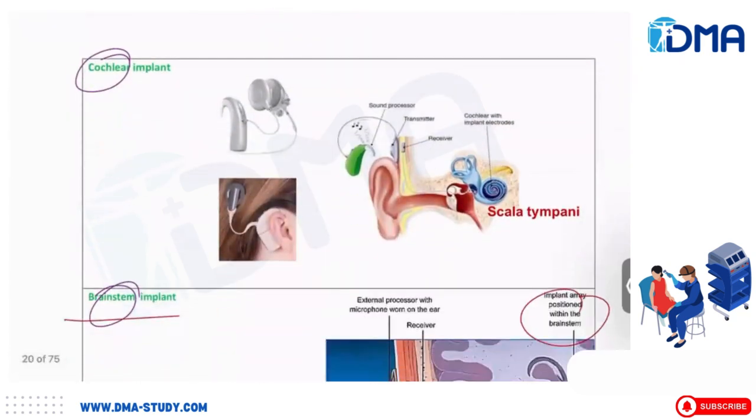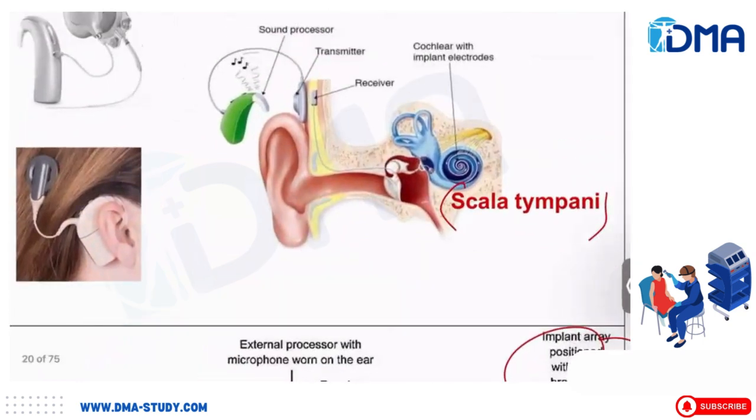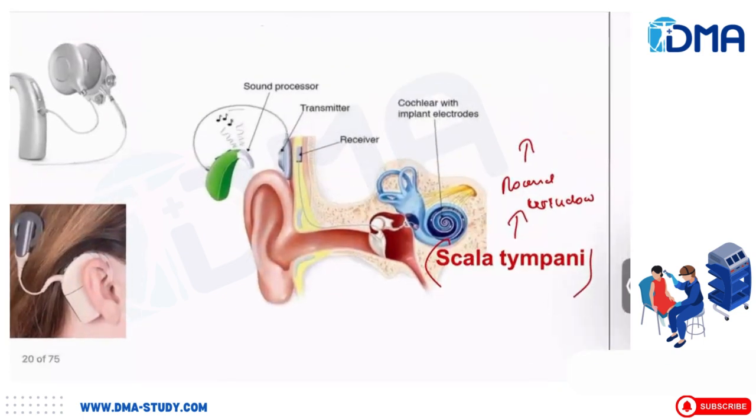If you are implanting the material into the scala tympani, so this inner ear is divided into scala vestibuli, scala media, scala tympani. The scala tympani is adjacent to the round window. We are having two windows. The oval window is holding the footplate of the stapes. The round window is just below the oval window, forming a layer over the scala tympani, so we breach that layer. Another important point you should notice: we insert the cochlear implant by an approach called the facial recess approach.